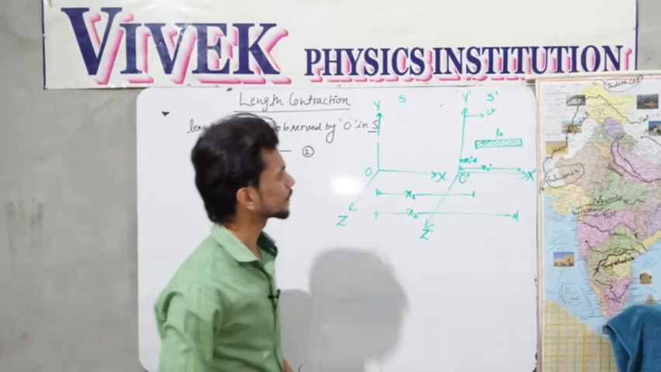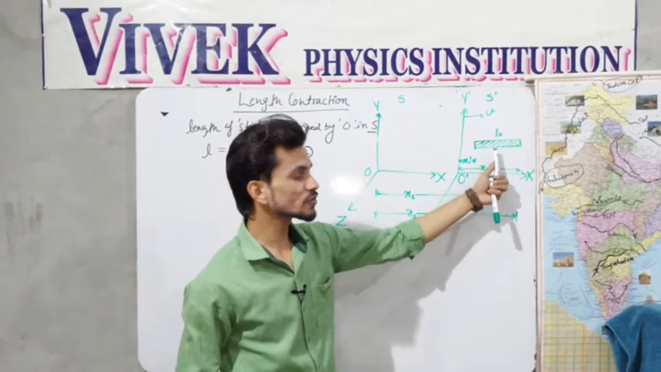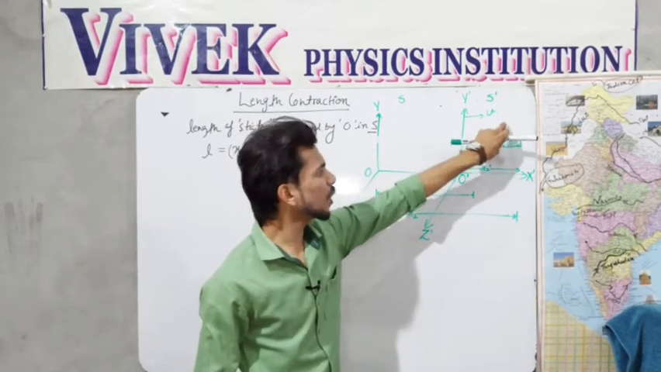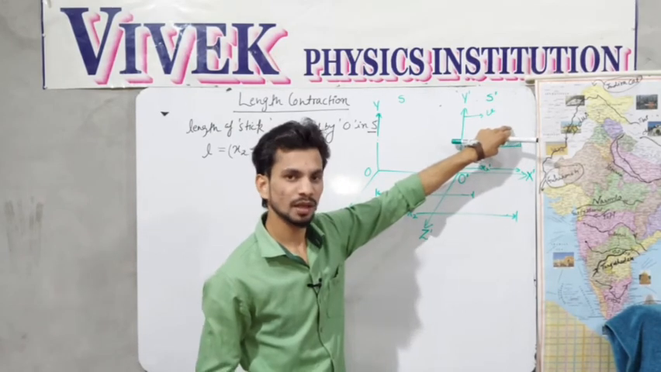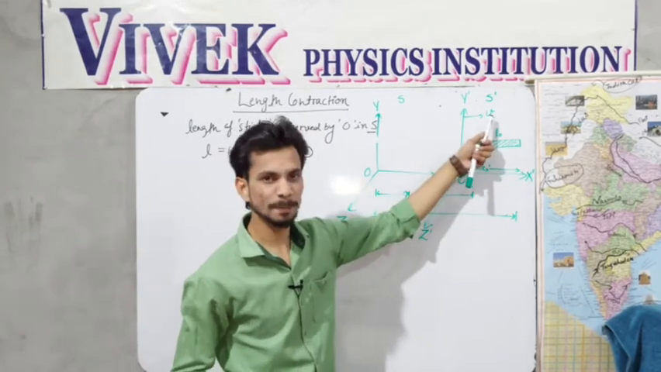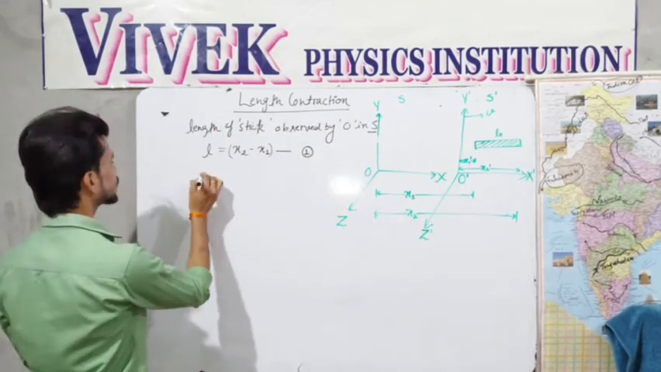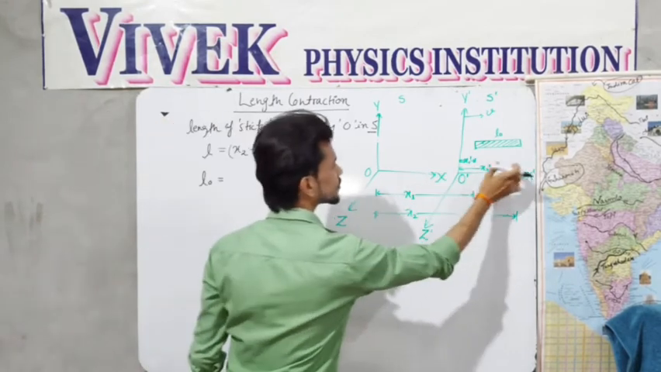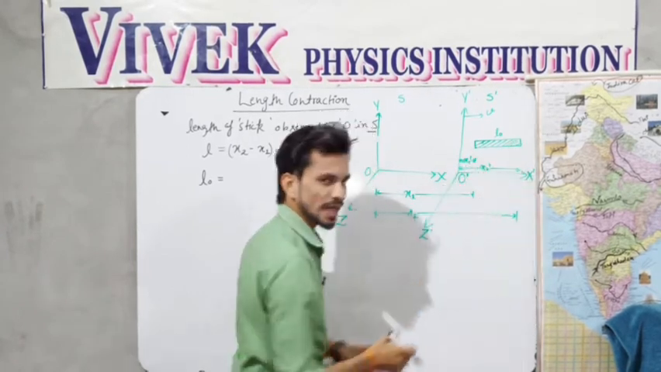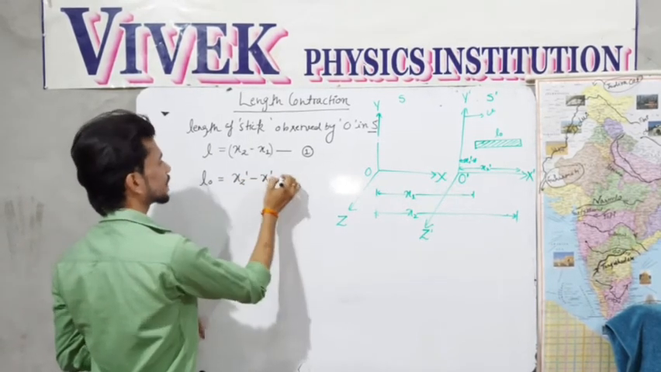Now if I talk about the length of this same stick observed by the O dash observer, the stick is placed in the S dash frame of reference, which is moving with velocity v with respect to S. The L0, the proper length of this stick, is at rest in the S dash frame. So L0 according to observer O dash will be x2 dash minus x1 dash. If I subtract x1 dash from x2 dash, I get this value. This is L0. This is equation number 2.